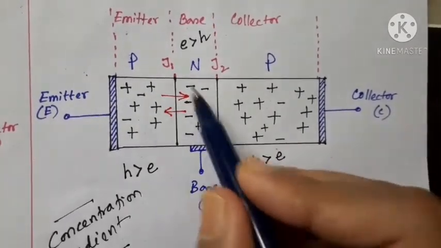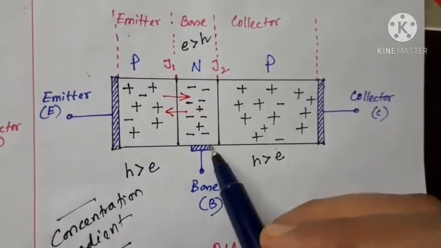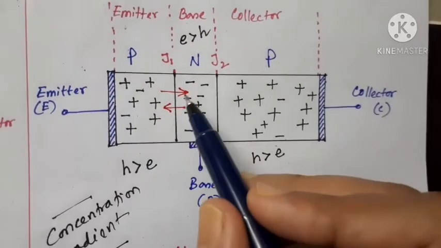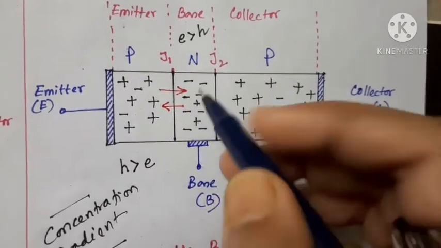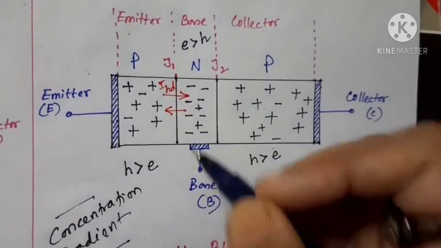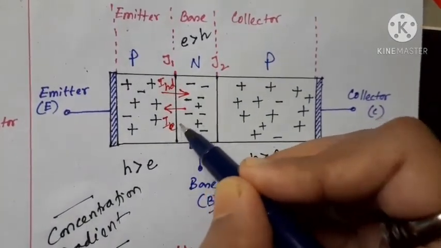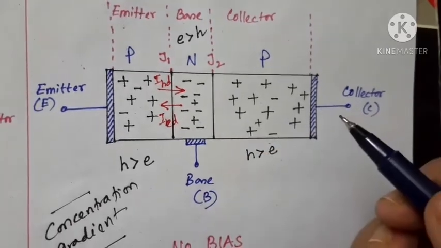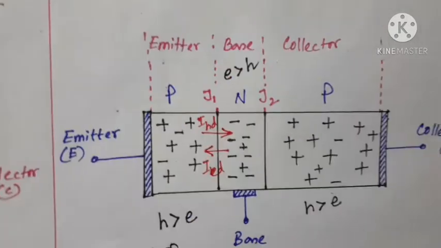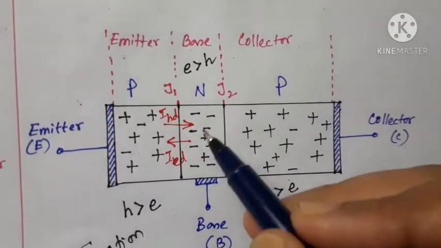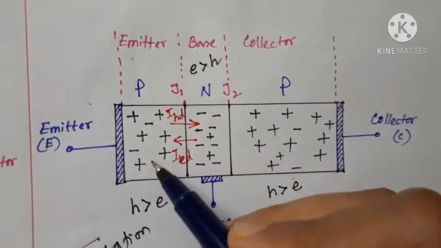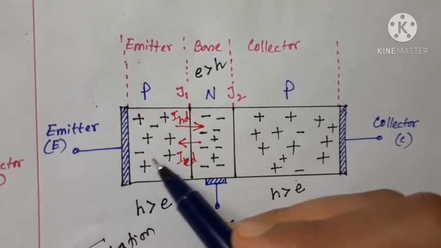So due to this flow of electrons and holes, there will be a diffusion current, and one current will be the diffusion hole current. We can write it as IHD, the diffusion hole current, and here we can write IED, the diffusion electron current. Now after reaching here, these holes will be the excess carriers here, and after reaching here, electrons will be the excess carriers here.